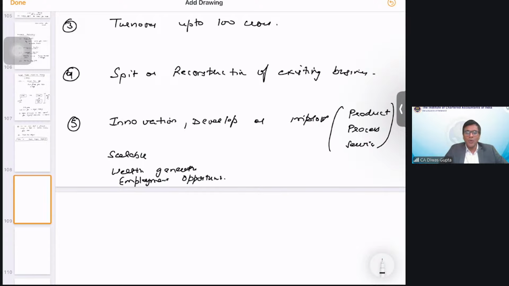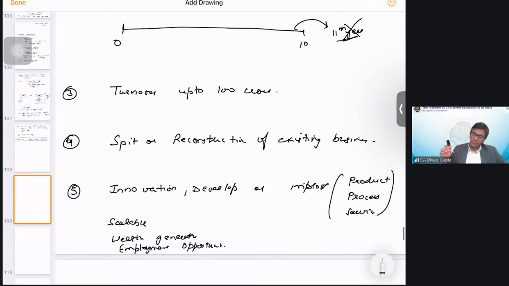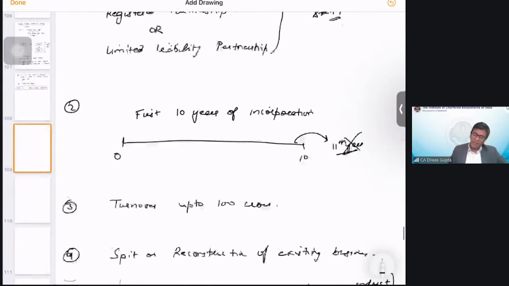No, for qualifying to be a startup, you need to make use of, let's say, the advanced level of science, or some new level of technique to innovate, develop, or improve any of the product, process, or services. Perfect. Now, this is the meaning of startup, students, right?